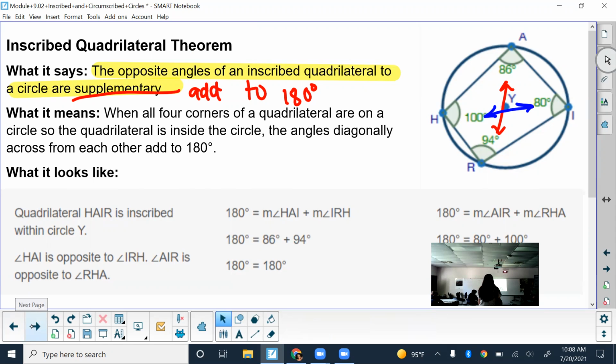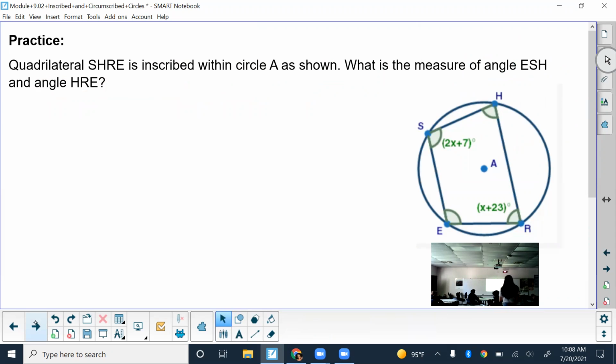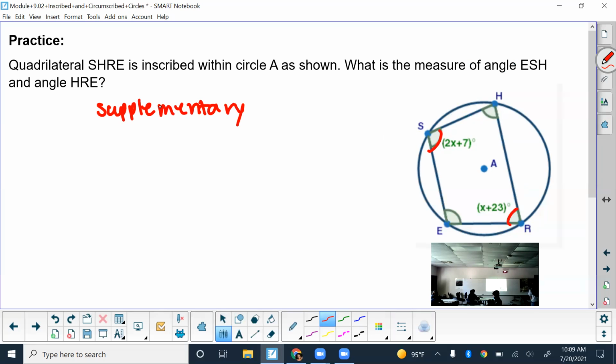All right, so moving right along. Here's a practice. We have this quadrilateral inscribed within the circle. What is the measure of angle ESH? So what's the measure of this angle over here? And the measure of angle HRE. Since we know that the opposite angles are supplementary to each other, that means they're going to equal 180.